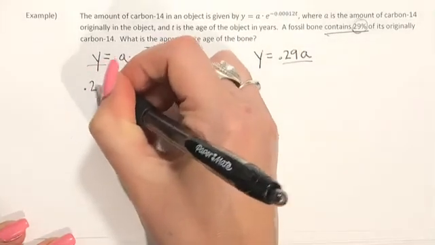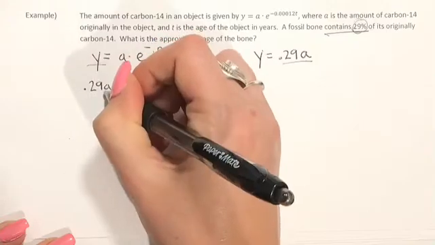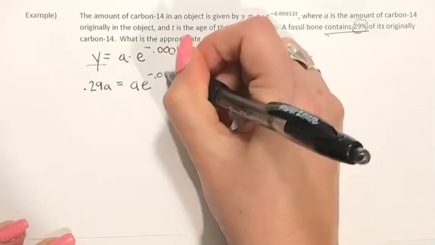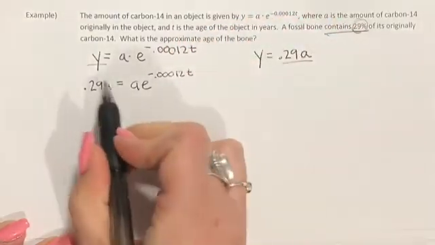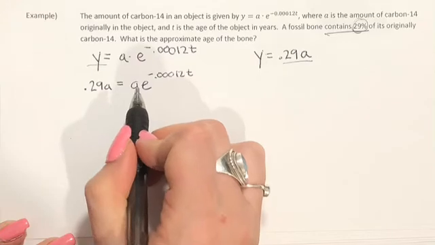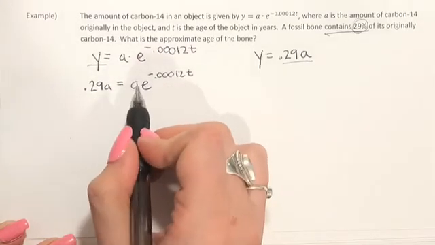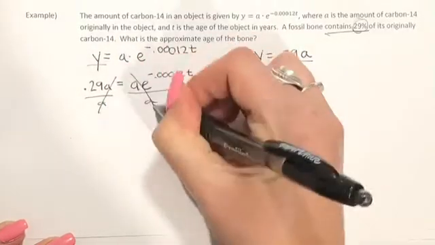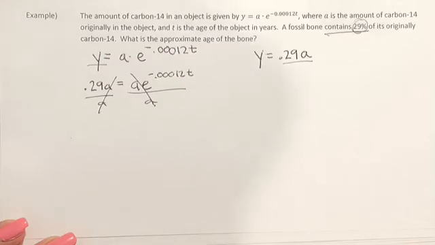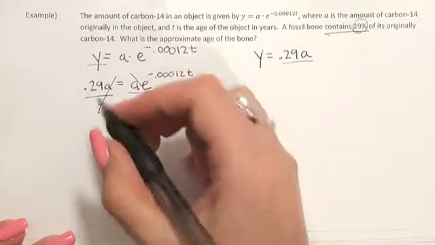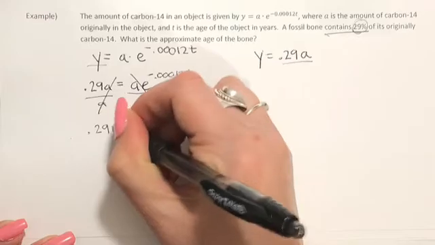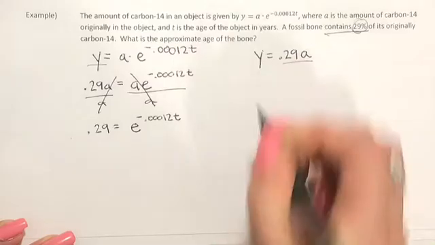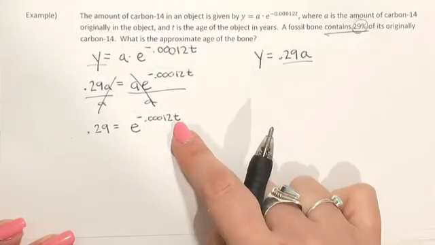So we're going to put 0.29A, what the bone's already equal to right now, times A e to the negative 0.00012t. This is how much carbon-14 we have now. This is how much it originally had. But since I have an A on each side, if I start dividing by A, they both cancel out, which is why we don't really need to know the original amount of carbon-14, because it just goes away anyway. So we have 0.29 is equal to e to the negative 0.00012t.